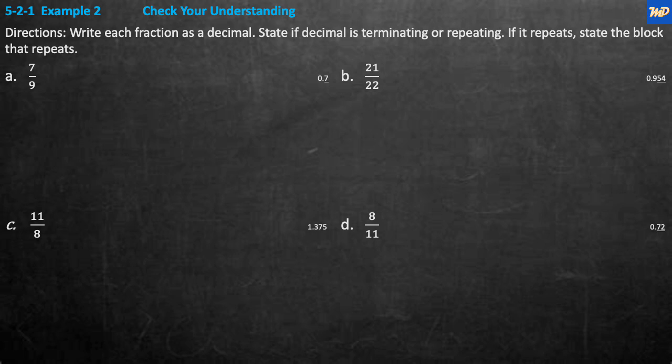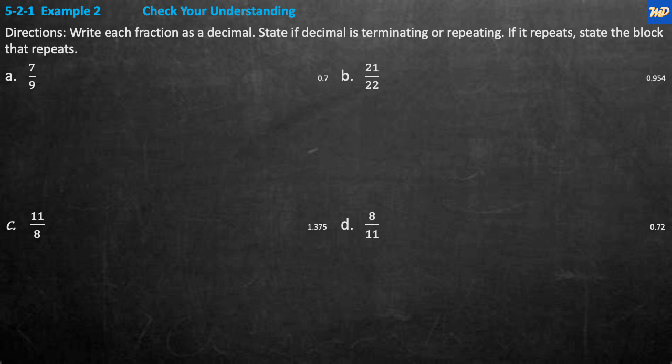Okay, example 2. Let's check your understanding. As before, stop the video and do these on your own, and then when you come back, we'll do them together. It says here, write each fraction as a decimal. State if the decimal is terminating or repeating. If it repeats, state the block that repeats. So you go ahead and do them, and I'll wait.